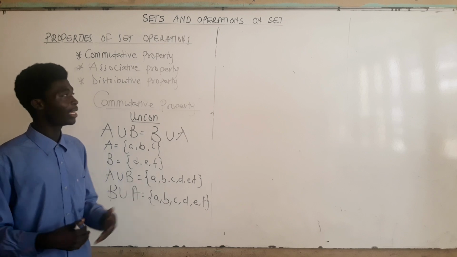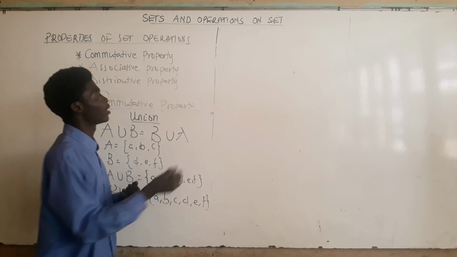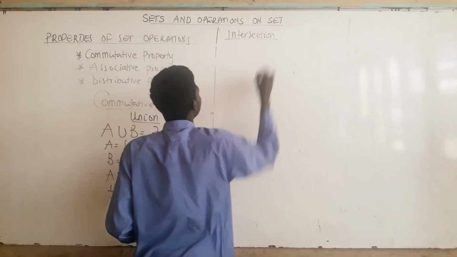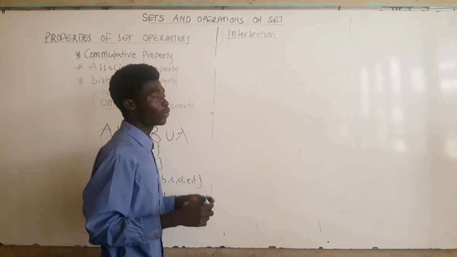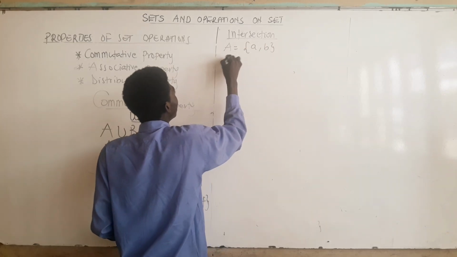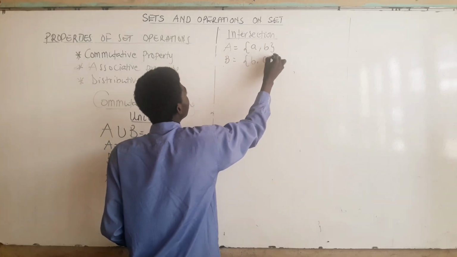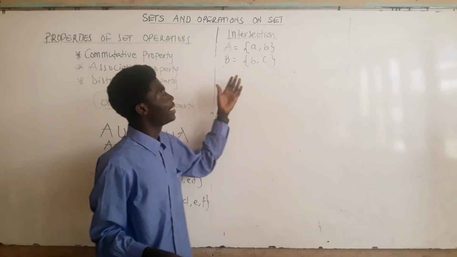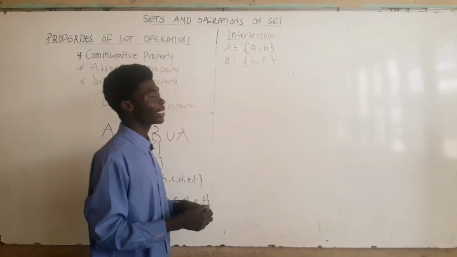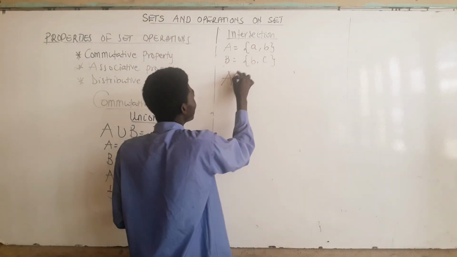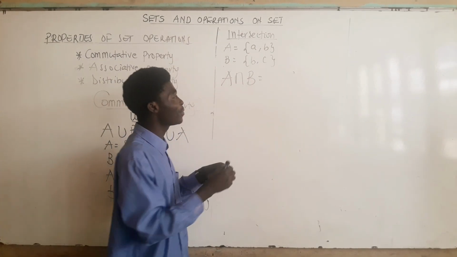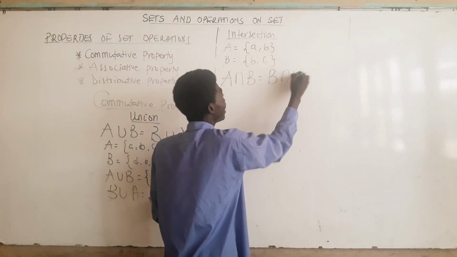Now let's talk about the other operation, which is intersection. For example, let's say A contains the elements a and b, and B contains the elements b and c. The commutative property, mathematically using the intersection, can be given as A intersection B. It's saying that the result you get for this shouldn't be different from B intersection A.